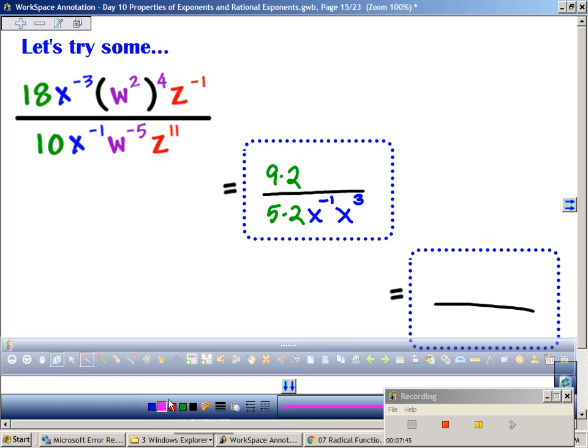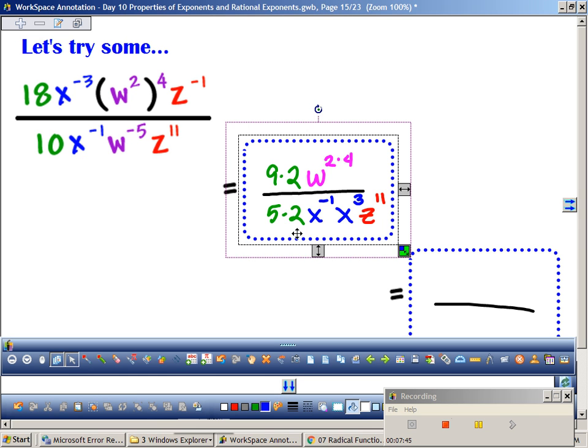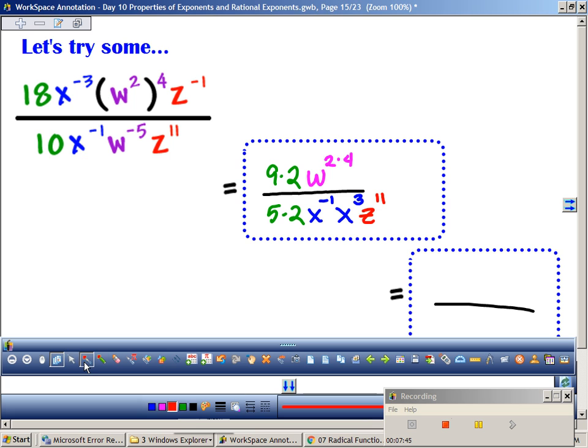Then I have w squared 4 times. I'm going to say it just like I'm reading it. I've got w squared 4 times. Then I have a z to the 11th and a z to the negative 1. I'm going to leave that z to the 11th there, right, because it's already positive. And bring the z to the negative 1 down in the denominator. Z is a positive 1. Are we all good?